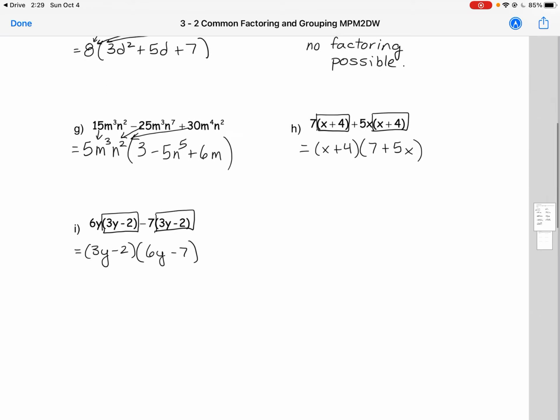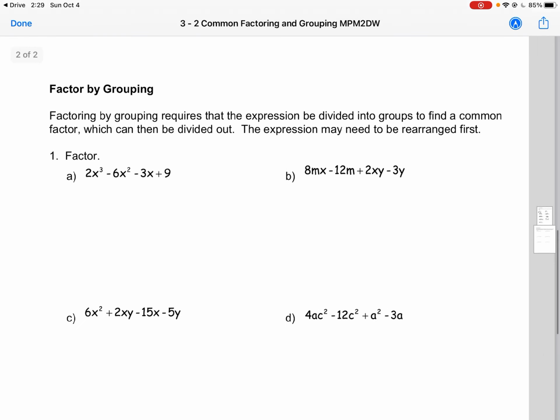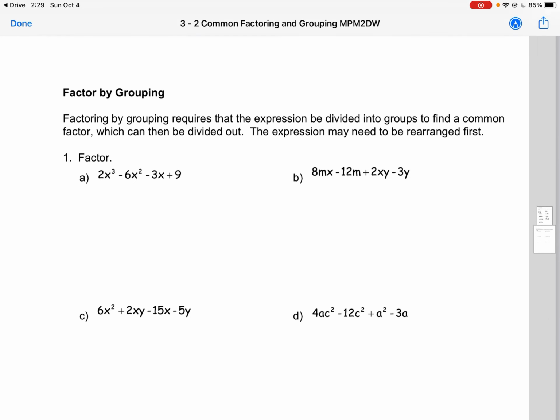This is going to lead us into our next type of factoring, which is called factoring by grouping. Factoring by grouping requires that the expressions be divided into groups to find a common factor, which can then be divided out. You might have to rearrange an expression first. Okay, so let's take a look.